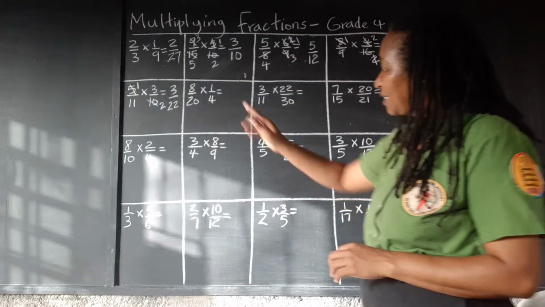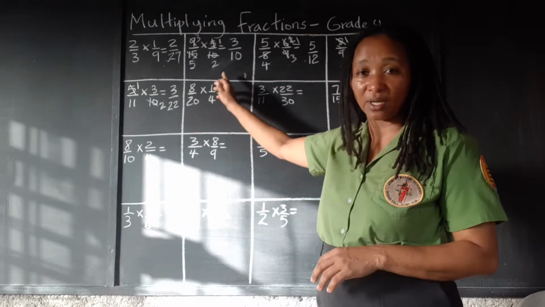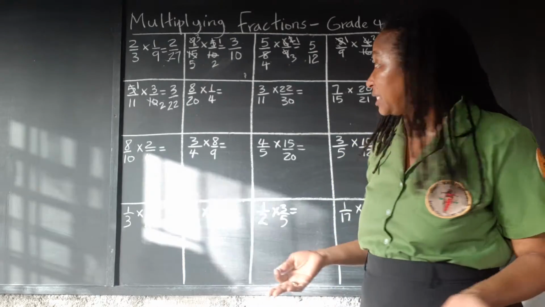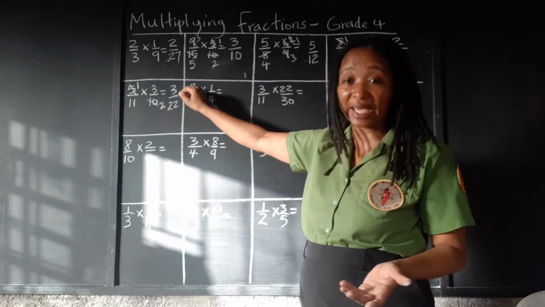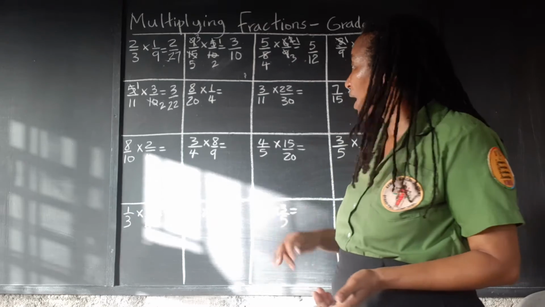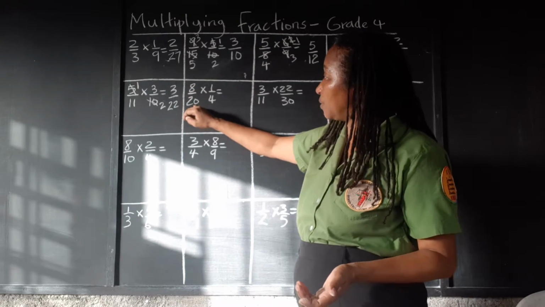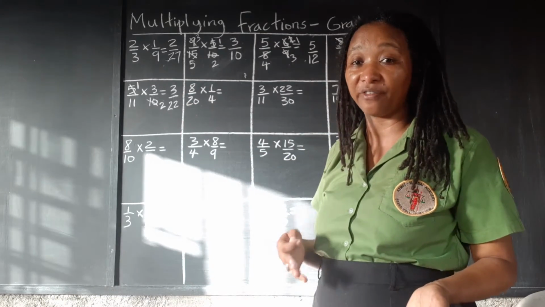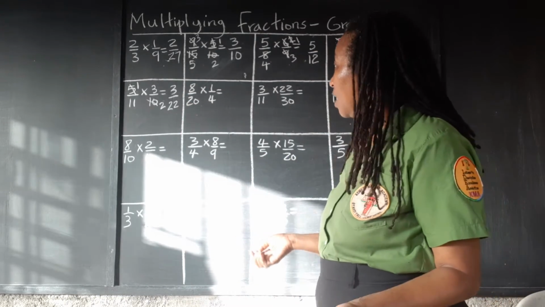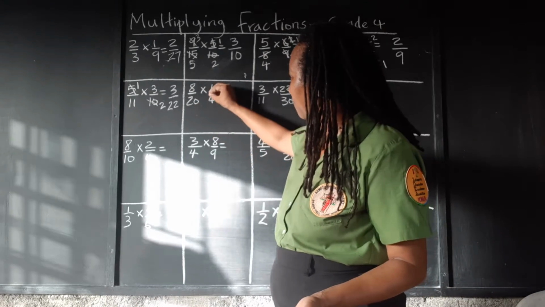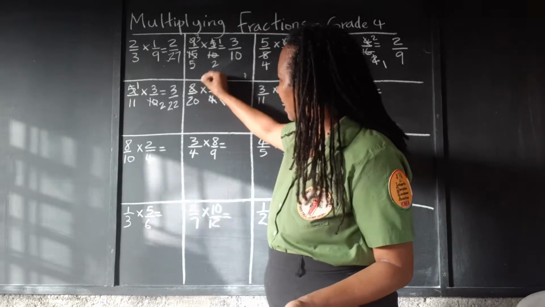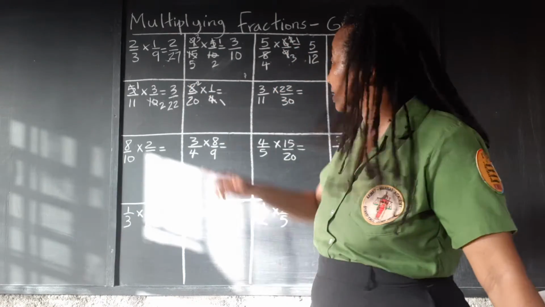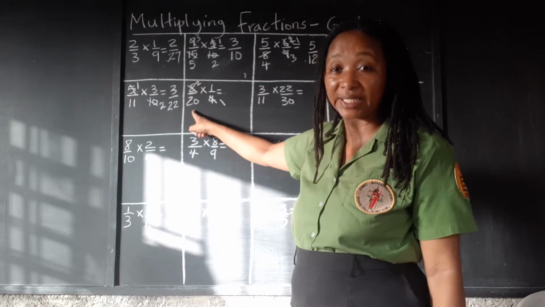Alright, so we have 8/20 times a quarter. I have options. I can use the 4 to reduce the 8, or I can reduce it this way and divide both of these numbers by 4. They have a common factor of 4. I can choose. So I'm going to go this way first. 4 into 4, 1. 4 into 8, 2. And then I realize I can reduce again because I can use the 2 to reduce the 20.